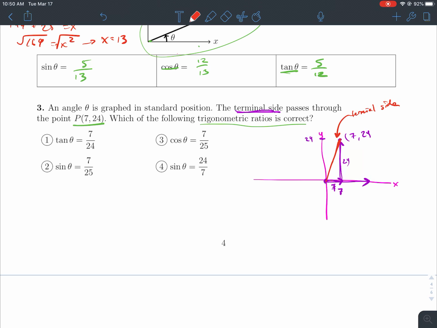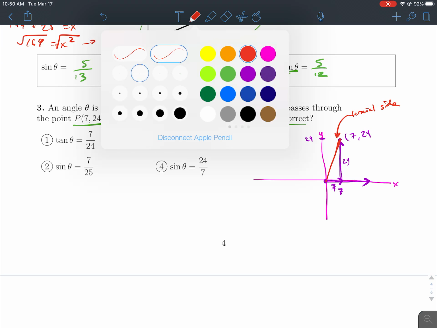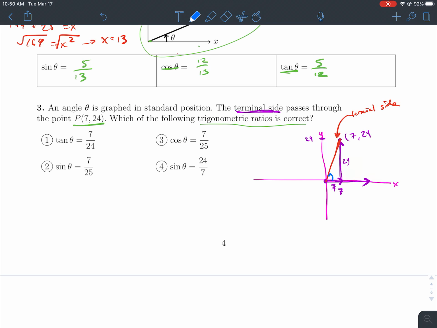Okay, so just like last time, oh, and we have to put theta in. Theta is how open this angle is here. So we're going to put theta here. That's the angle. All right, now that we've got everything drawn, we can find out what we need. So we need all three sides. We've got 7 and 24. We've got to find the hypotenuse. So I'm going to call that x.